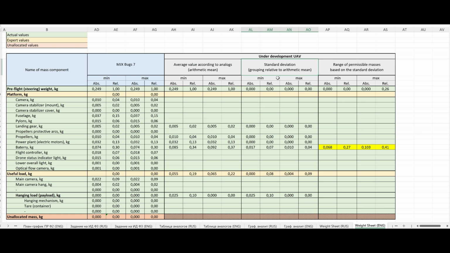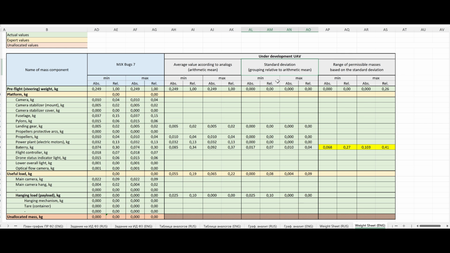Let's consider an example of checking the obtained average values by analytics. Using information about the standard deviation, the only component for which there is actual weight data for analytics in this case is a battery. The weight data obtained as a result of weighing in this case is available only for MGX box 7. If you had access to physical samples of other analytics, then we could consider using the standard deviation for a larger list of platform components and payload.